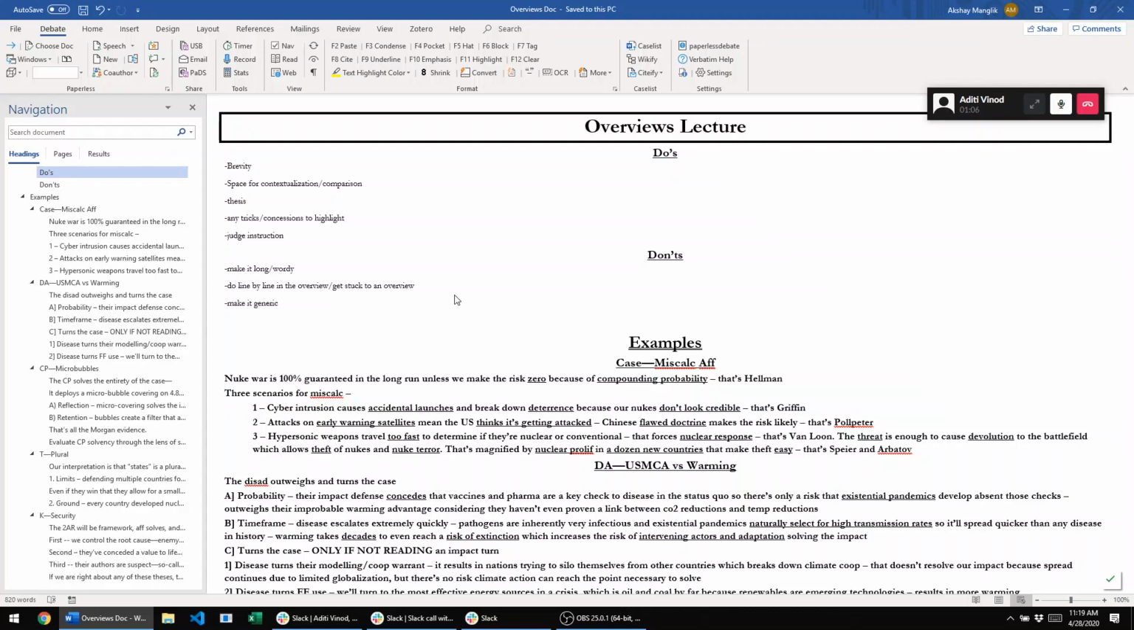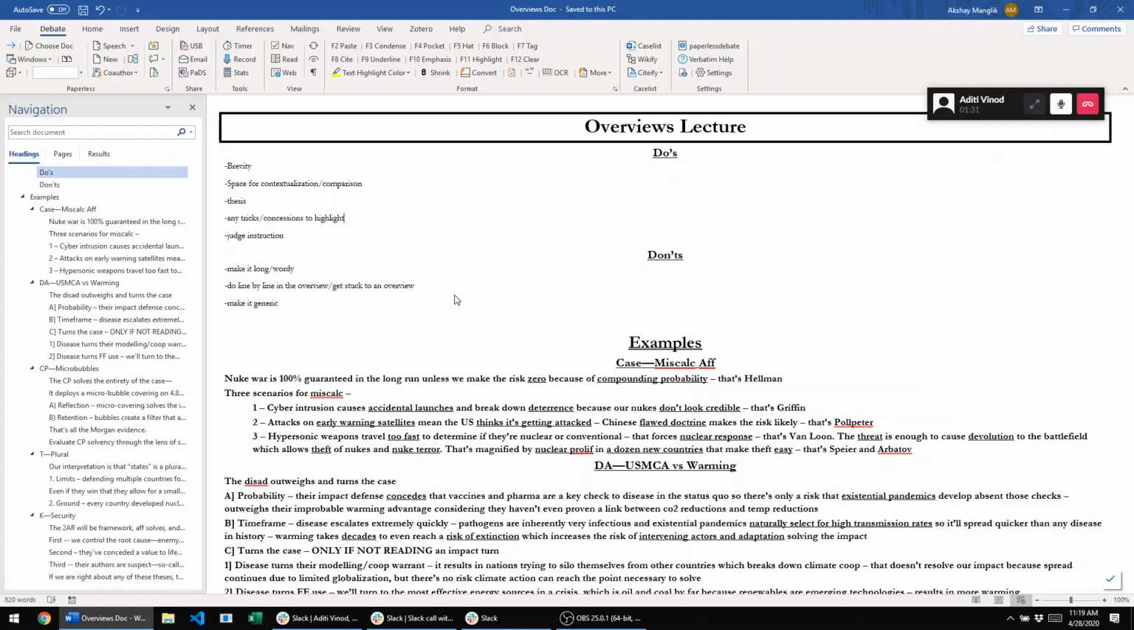So you want to keep your overviews pretty brief. You don't want them to be too long because it takes away from the line by line and generally, if it's way too long, then it can interfere with a judge's flowing. And judges can get annoyed if you have a really long overview that just seems very scripted out, not contextualized.